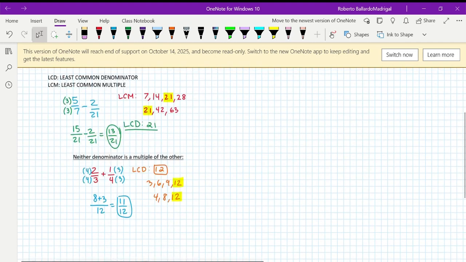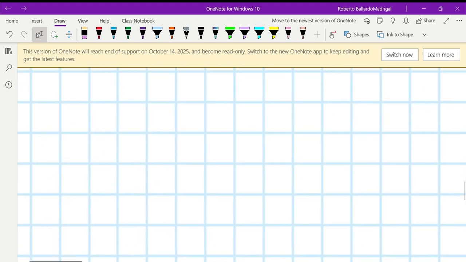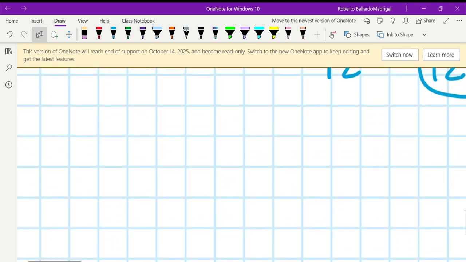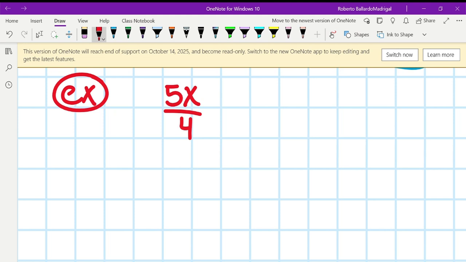Let me do that down here. Here is your example. Go ahead and write this down. Now let's say we want to do 5x over 4. So we'll start with something easy. 5x over 4 plus 5 over 2x. Go ahead and write that down.